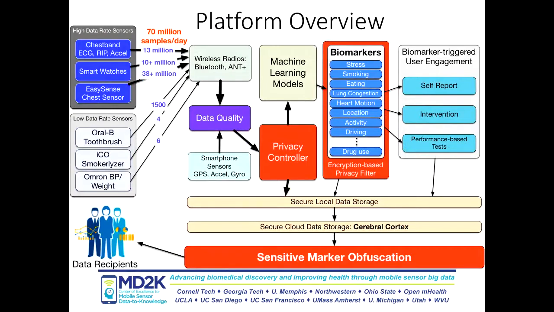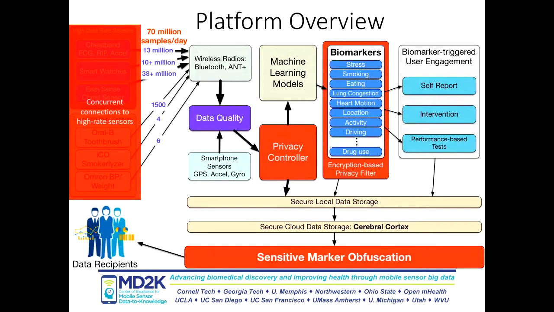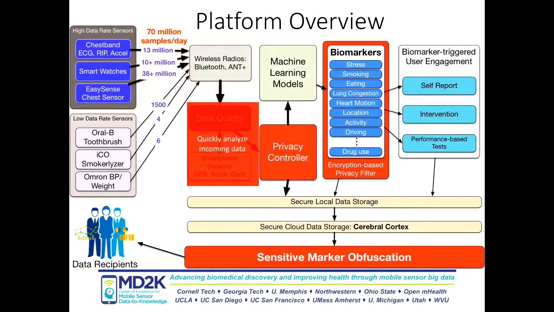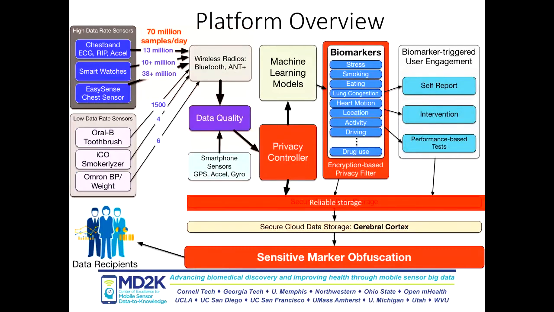To meet these needs, mCerebrum has 9 key capabilities. First, we support concurrent connections to a wide variety of high-rate wearable sensors, with the ability to add new sensors. Second, it ingests a large volume of rapidly arriving data for which native support does not yet exist in the smartphone hardware or operating system. Third, it quickly analyzes incoming data to monitor for data quality problems so that errors can be corrected. Fourth, reliable storage of quickly growing sensor data is critical, and whose archival is crucial to the development and validation of new biomarkers.